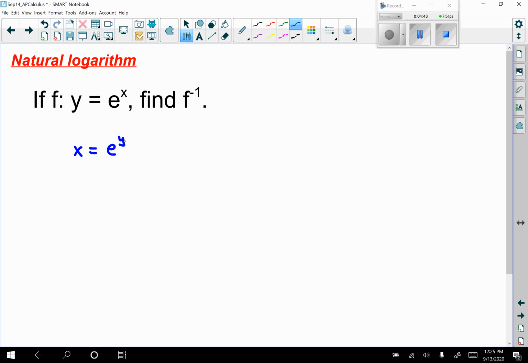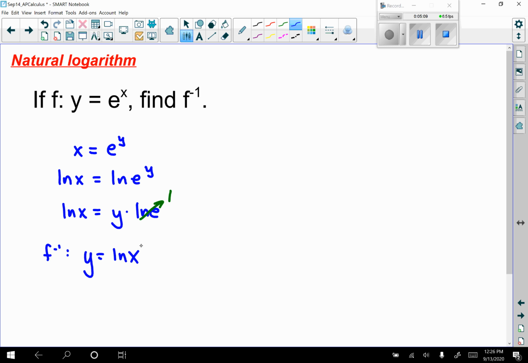And then what we could do is take the natural log of each side, because we want to solve for y. So we get the natural log of x is equal to the natural log of e to the y. And then this brings our y value, our exponent, down. So the natural log of x is going to equal y times the natural log of e. Now, what is the natural log of e again? What value? That's just 1. So now we have our inverse is just y equals the natural log of x.